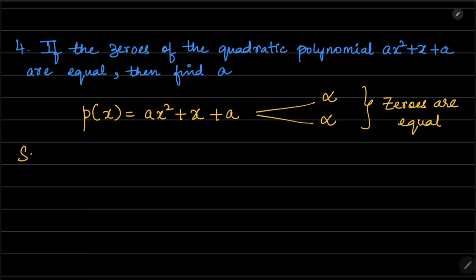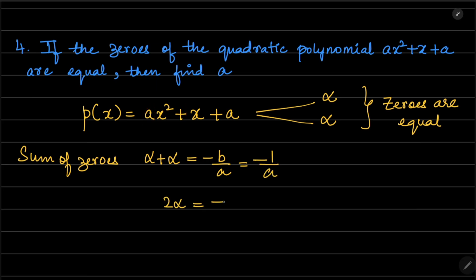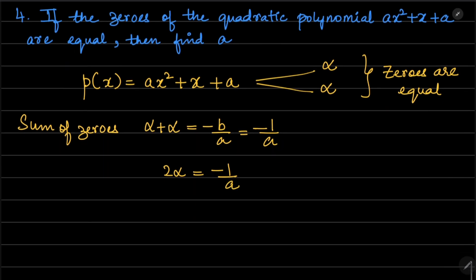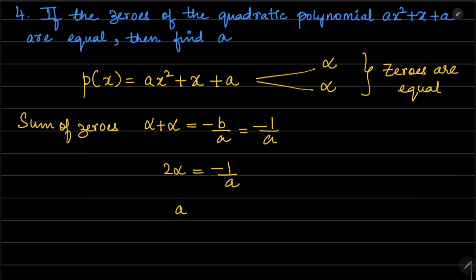So what is the sum of the zeros? Which is alpha plus, instead of beta, I'm again going to write alpha, equal to minus b by a. What is b? b is nothing but 1, the coefficient of x. And what is a? a is again a. So you have 2 alpha equal to minus 1 by a, or you can write a is equal to minus 1 by 2 alpha, right?